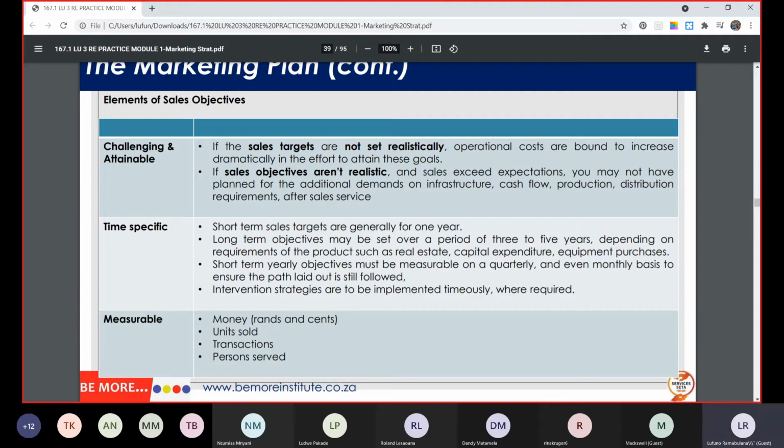The time-specific issue. Are we looking at short-term sales targets, which are generally for about one year, or objectives maybe set over a period of 3 to 5 years? Short-term yearly objectives must be on a quarterly basis, even a monthly basis, to ensure that the path is laid out and it's still being followed. Intervention strategies are to be implemented simultaneously, so you don't have a plan that you never reevaluate. Every time, once you have put something in place, you need to have an intervention strategy.